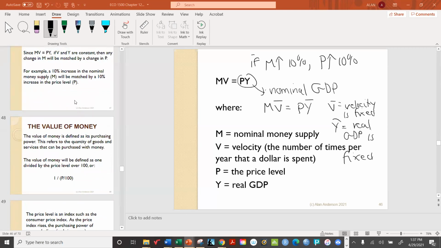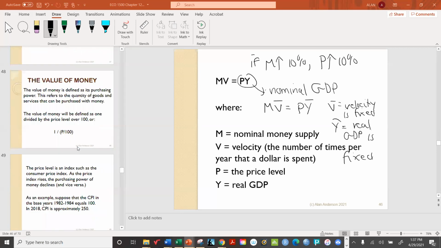Now, the book introduces a long-run demand curve for money at this point, which is different from the short-run demand curve for money. They're going to make the claim that the value of money, like I said before, ultimately comes down to its purchasing power. And this is the book's framework. The value of money is defined to represent its purchasing power.